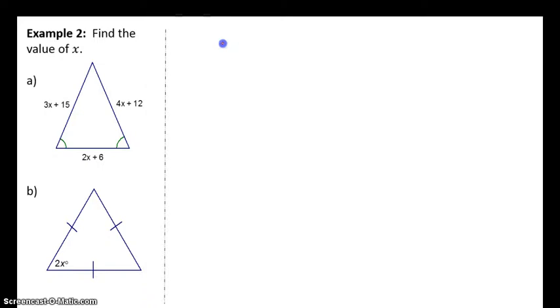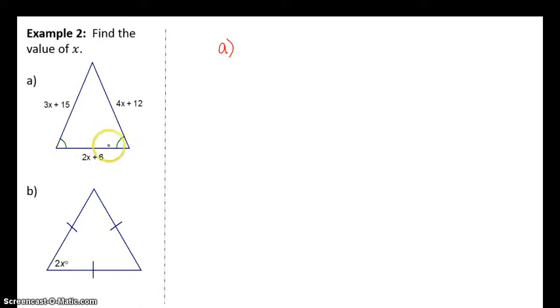All right, so part A on example 2, notice they gave us that these two angles are congruent, and then they listed this side is represented by 2x plus 6, this side is 3x plus 15, and this side is represented by 4x plus 12. Now you cannot add all three of these and set it equal to 180 degrees because side lengths are not measured in degrees. So don't do that.